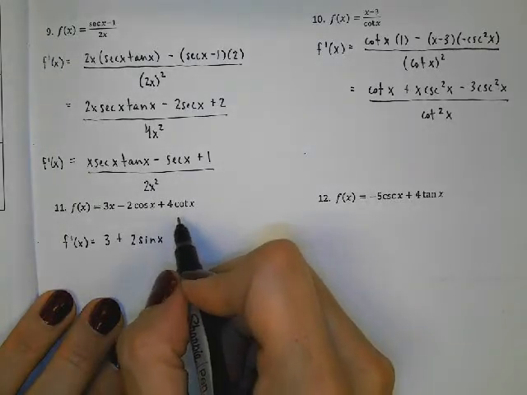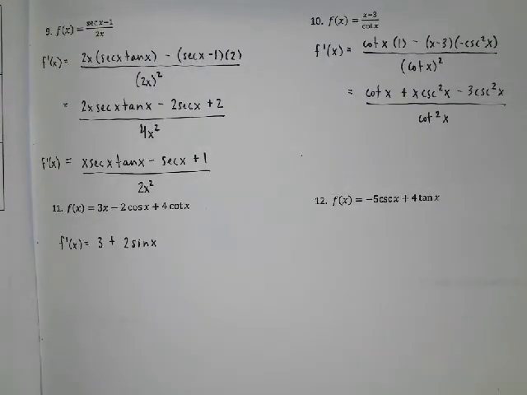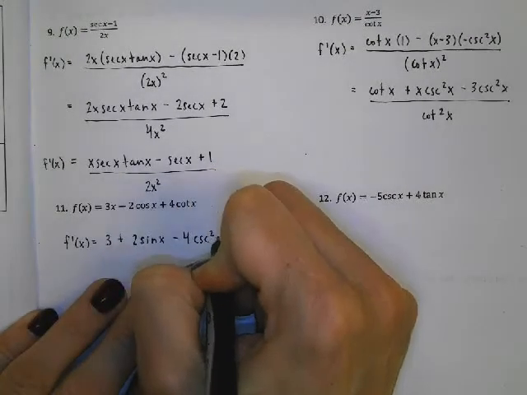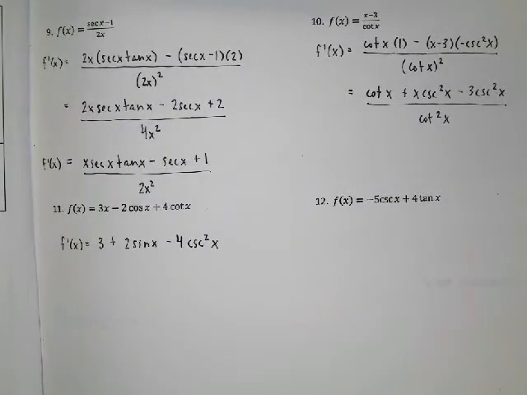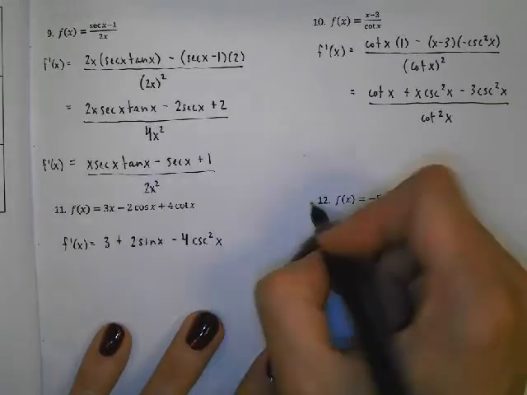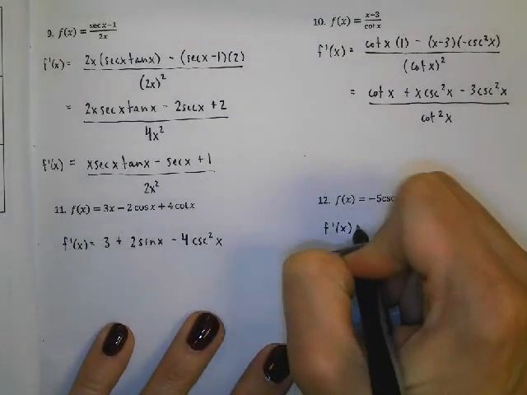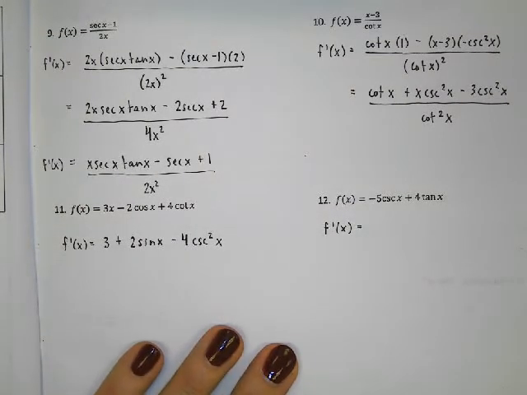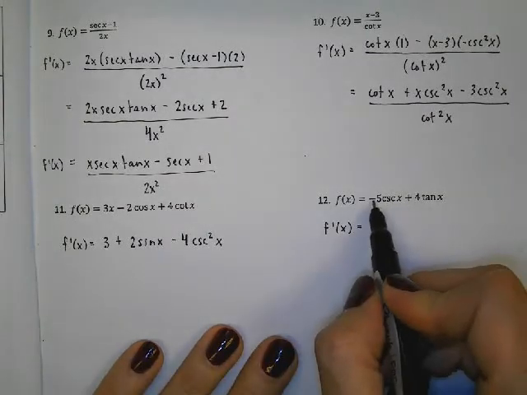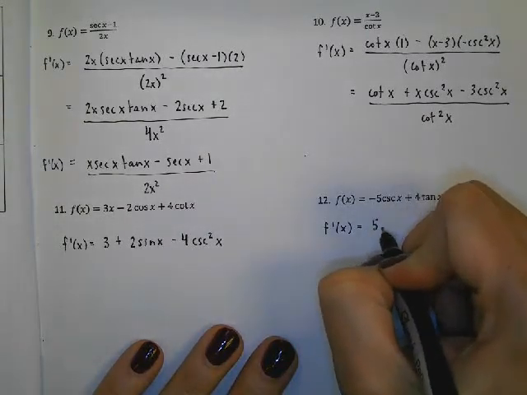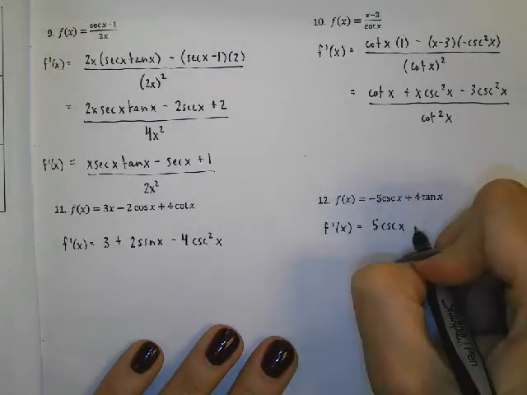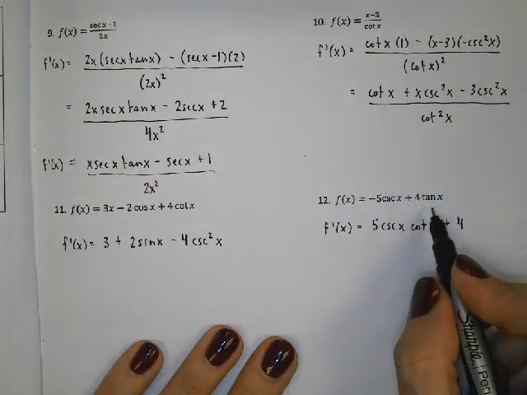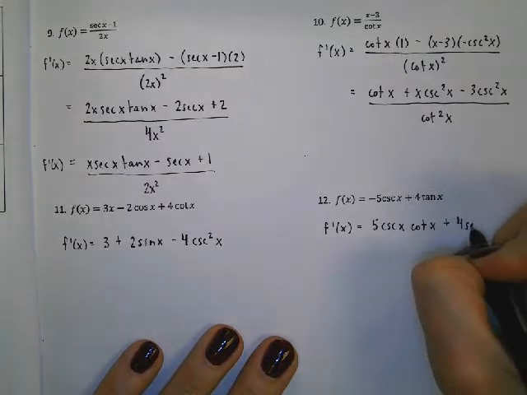And then we have 4. The derivative of cotangent of x is going to be opposite, cosecant squared of x. So we're going to have a minus 4 cosecant squared of x. And then finally, for number 12, we have negative 5 cosecant of x. Since the derivative of cosecant x is opposite, cosecant of x cotangent x, that is going to make this a positive 5 when we take the derivative. So we have a 5 cosecant of x cotangent of x plus 4 times the derivative of tangent x, which is secant squared of x.